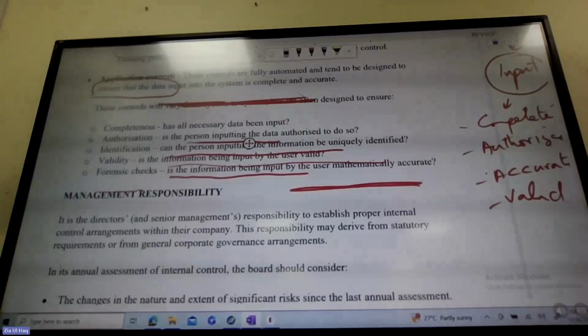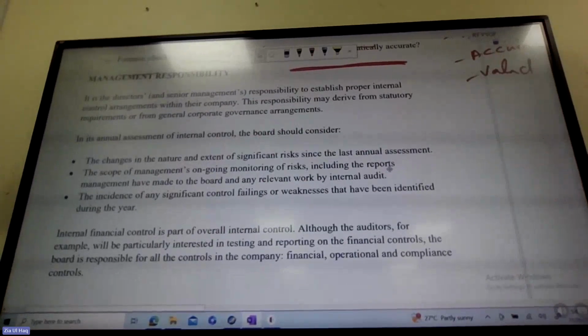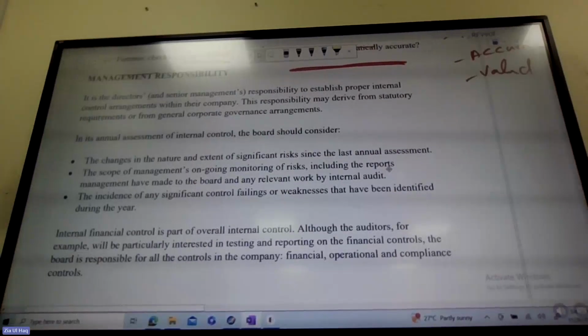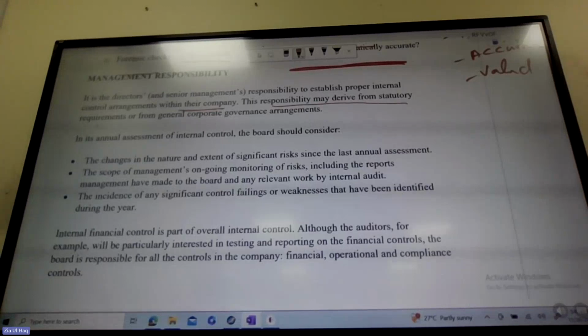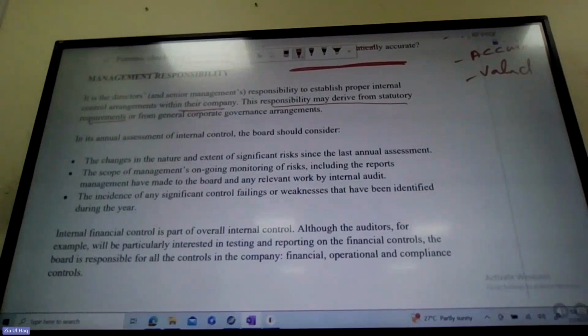Who is responsible for implementing the internal control system in the organization? The management of the organization. So the directors and senior management have the responsibility to establish a proper internal control arrangement within the company. Their responsibility may derive from a statutory requirement, meaning according to corporate governance rules, they have to implement an internal control system from general corporate governance arrangements.